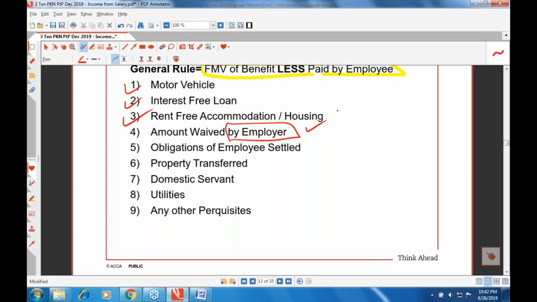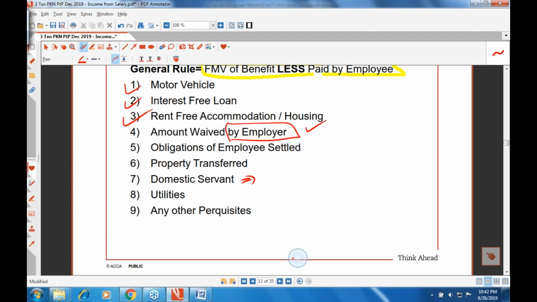And your employer said that we are not going to recover this money from you. It's settled now from our end. That's also going to be considered as income from salary. That's a perquisite. Property transferred, so whatever the fair market value, that's how it is going to be.